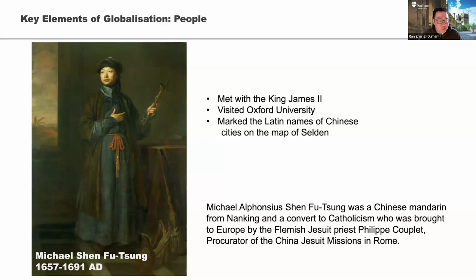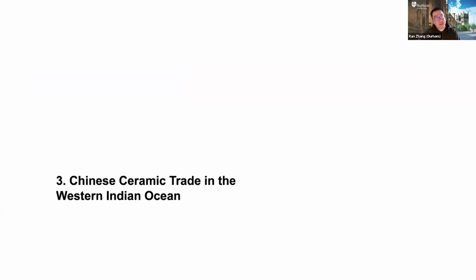For example, this Shen Fuzong came from China, learned Latin in China with the missionaries, and then came to the UK. He met King James II and visited Oxford University, and still in Oxford University you can see one of the maps. It's a Chinese map with Chinese character labels for places like capitals and cities of China. Shen Fuzong used Latin and pencil to mark the names in Latin for the locations of Chinese cities. You can still see his writing on the map. It's housed now in the Bodleian Library in Oxford.